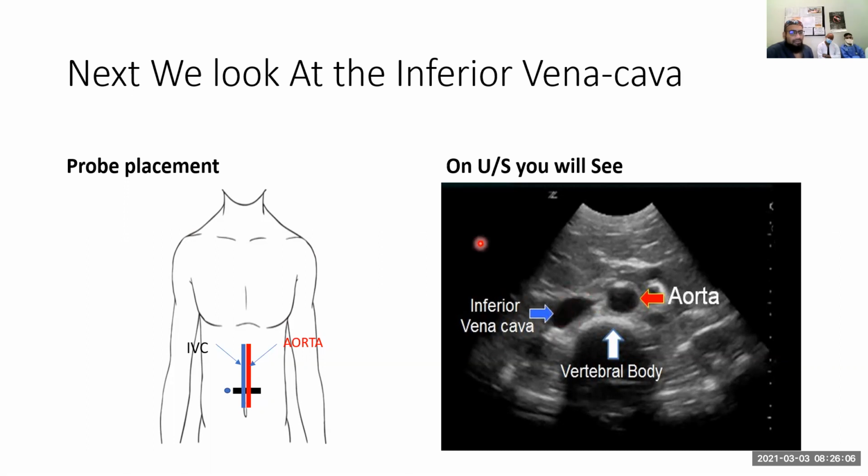So let's say we do have a patient who doesn't have enough fluid in their body. What do you think the inferior vena cava will look like? Nice and fat or nice and small? What about a patient who's got enough fluid?